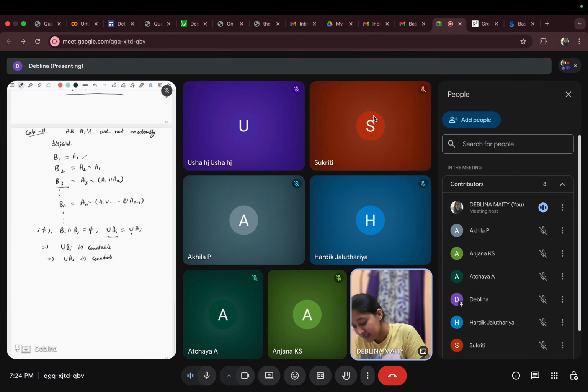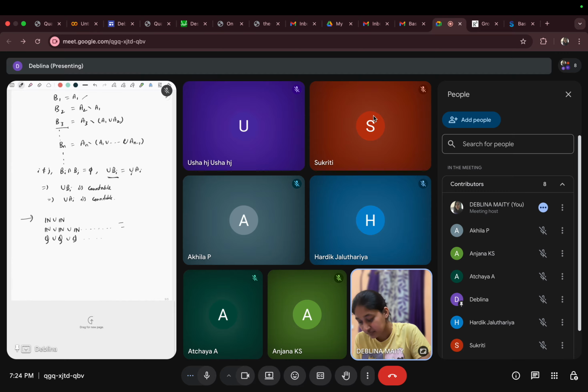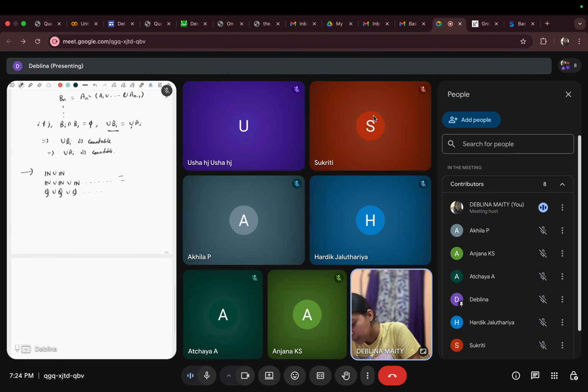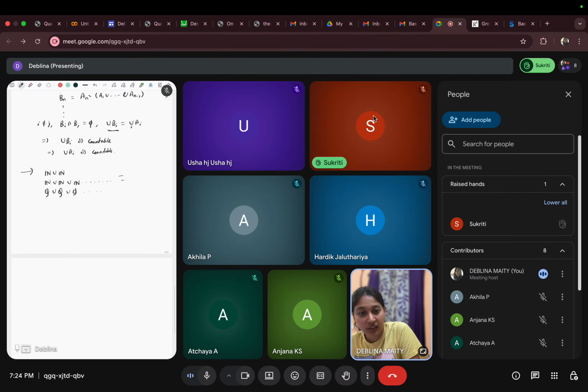So all these examples like n union n, n union n, like this for infinitely many times, countably infinite, they are going to be countable. And Q is also countable. We'll prove that. So now let's talk about Q. So why is Q countable?